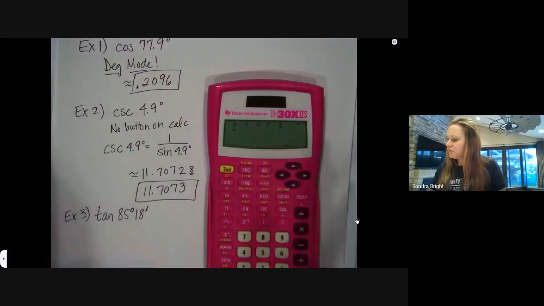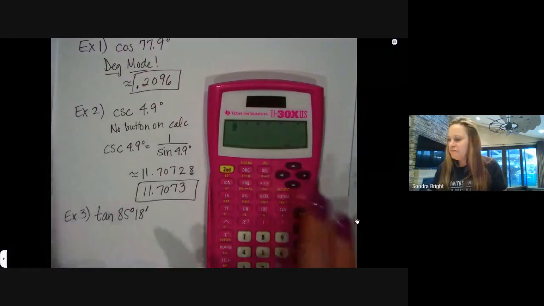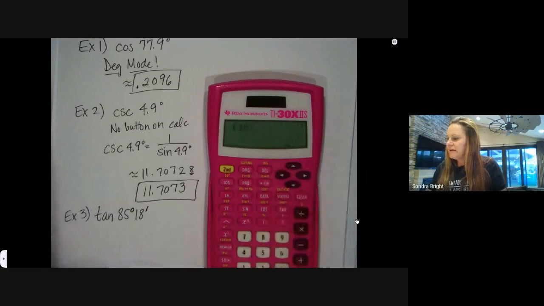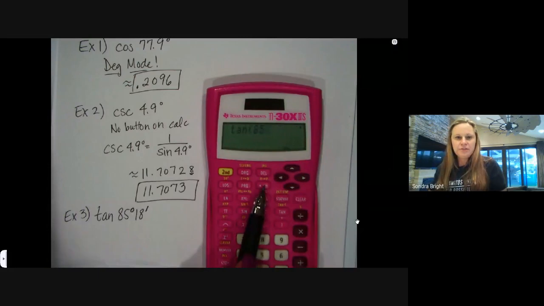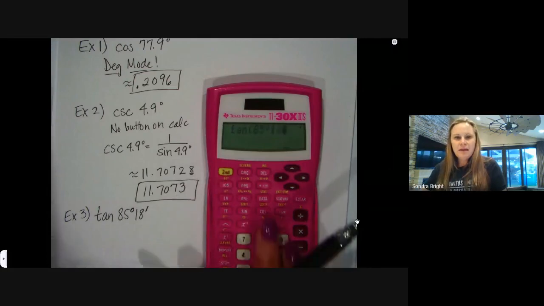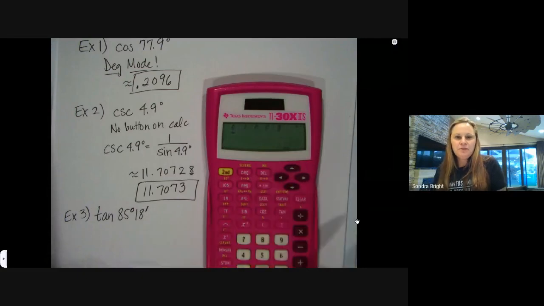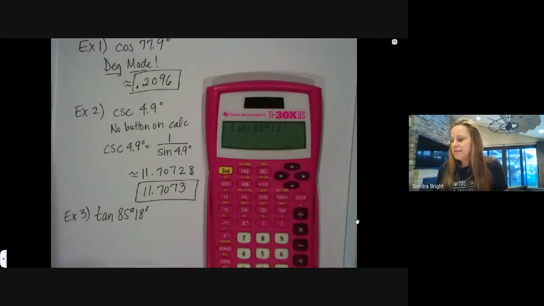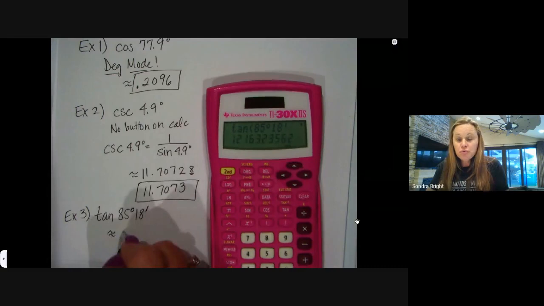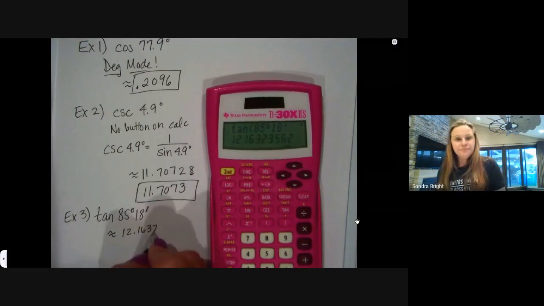But okay, so here's what you'll do. You'll hit tangent of 85. You'll hit that degrees, minute, second button. Degrees is underlined, so you'll hit enter. And then it was 18 minutes. So hit 18, hit that degree, minute, second button again, arrow to the right, the little minute symbol is underlined, hit enter, and now it shows tangent of 85 degrees, 18 minutes. Hit enter, and I get 12.16323. So the 3 says keep it.